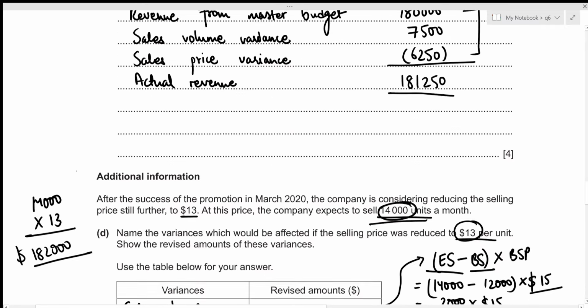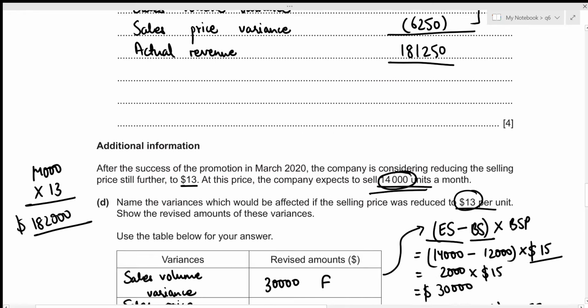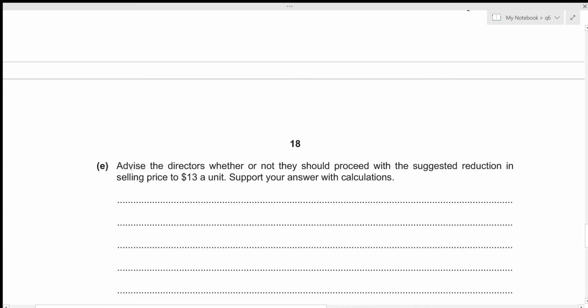And previously, our revenue from master budget was 180,000. So we can say that the total revenue will definitely increase. Let's write it down. So the reduction in selling price would increase total revenue.